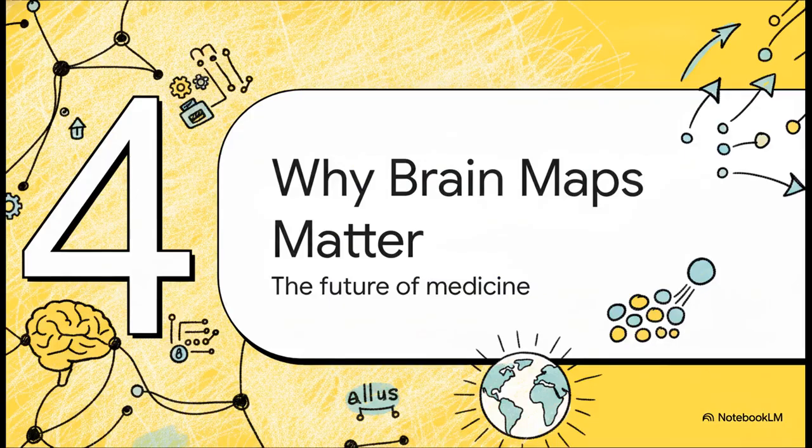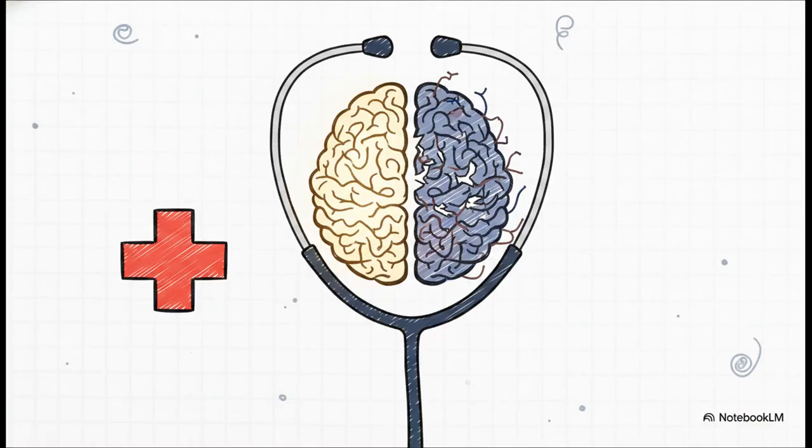Finally, part 4, why brain maps matter. This is about the future of medicine. Why does this AI map matter to us? A perfect map will help doctors greatly. Doctors can see how a healthy brain works. They can also see what happens when we get sick. When people get a brain disease, their brain roads break. Information cannot travel. People might forget things. They might lose control of their hands.